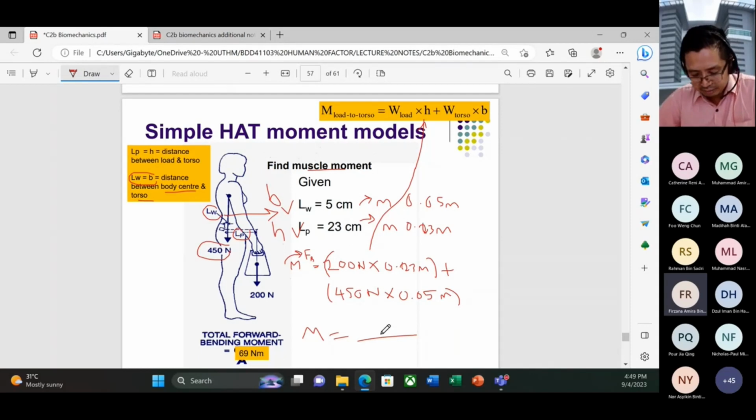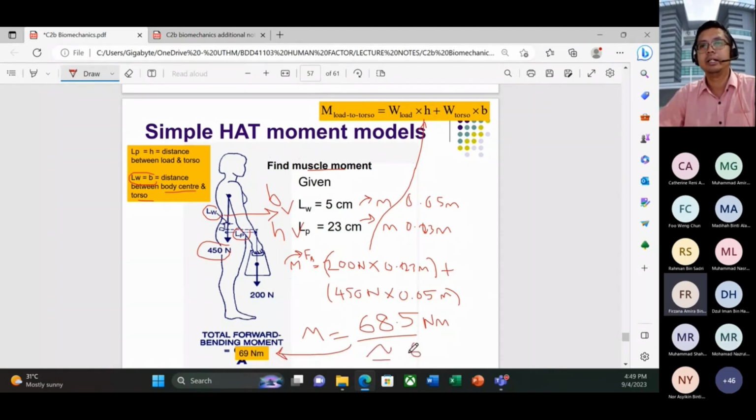So how will you get the number? 68.45, okay, 68.5 Newton meter. So we'll check the answer here. Okay, 69, it can be 69. If we round to the nearest one, 69 Newton meter, for example. So this is how we need to find out the muscle movement using the static system models.